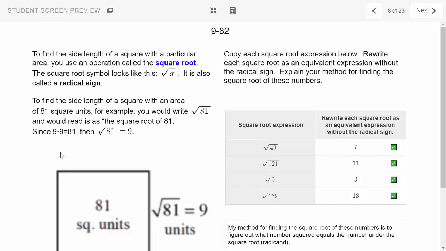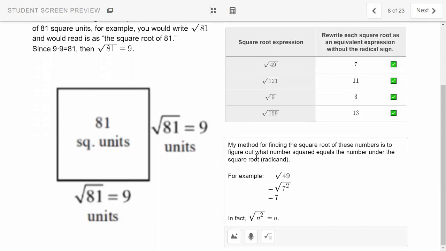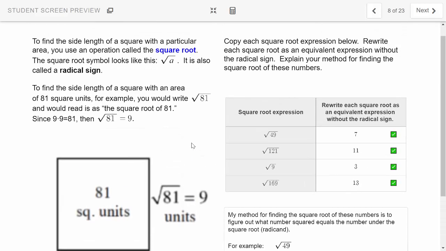Problem 82. Square root of 49 is 7, square root of 121 is 11, square root of 9 is 3, and the square root of 169 is 13. I really would like you to memorize the first 20 perfect square numbers, so all the way up to 20 times 20, which is 400. It'll help you with your quick computation and estimation later.